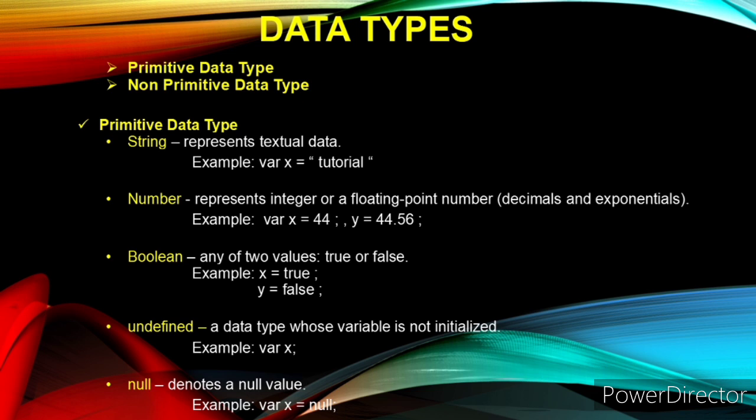4. Undefined. A data type whose variable is not initialized. If a variable is declared but the value is not assigned, then the value of that variable will be undefined. 5. Null. Denotes a null value. If we assign null to a variable, it becomes empty.